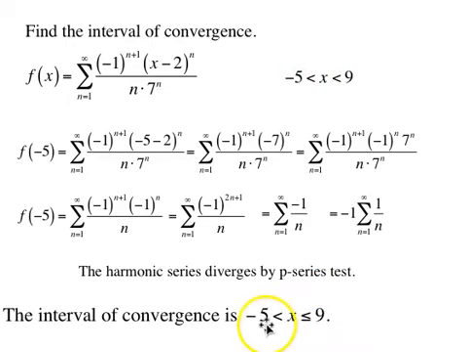So our interval of convergence would be negative 5 less than x less than or equal to 9, or written in interval notation, round bracket, negative 5 to 9, square bracket.